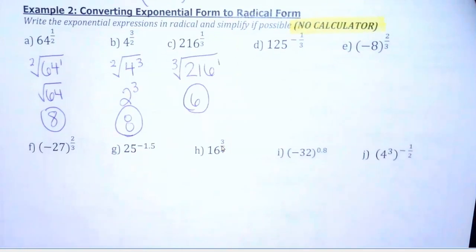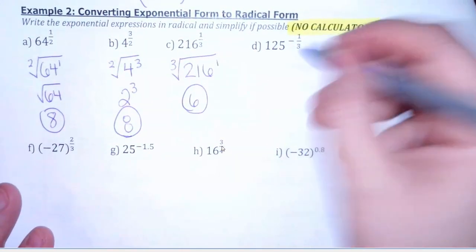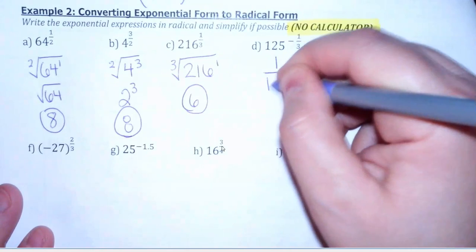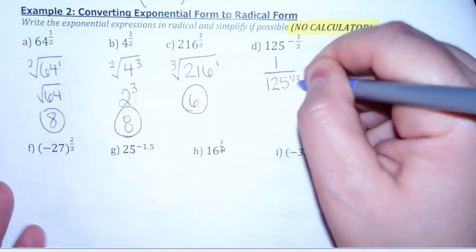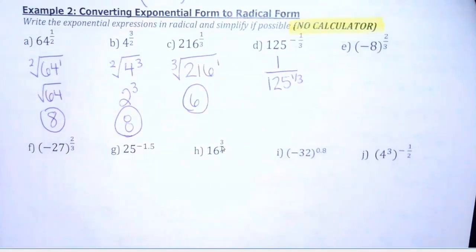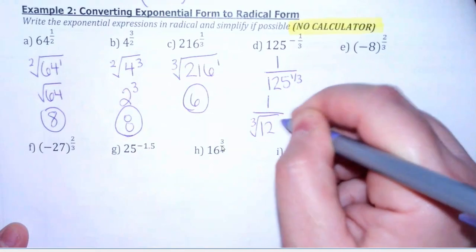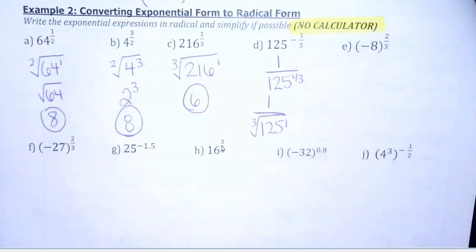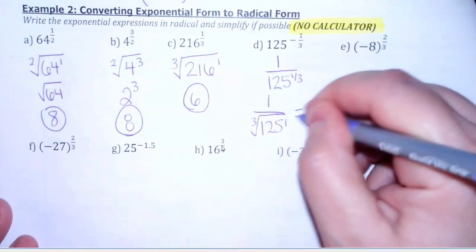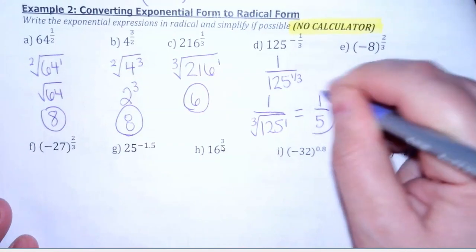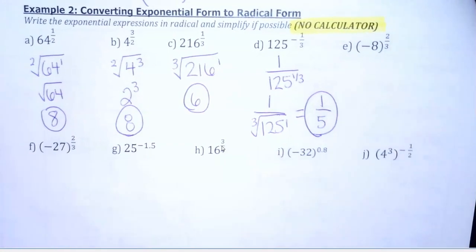Okay, now the only thing that's going to be different here, this is a negative exponent, so this is 1 over 125 to the 1/3 power. Move it and lose it. I created a fraction there and I'm moving that to the bottom. So this is 1 over the cube root of 125 to the 1st, which would just be the cube root of 125. Also on that list, this is going to simplify to just be 1/5.